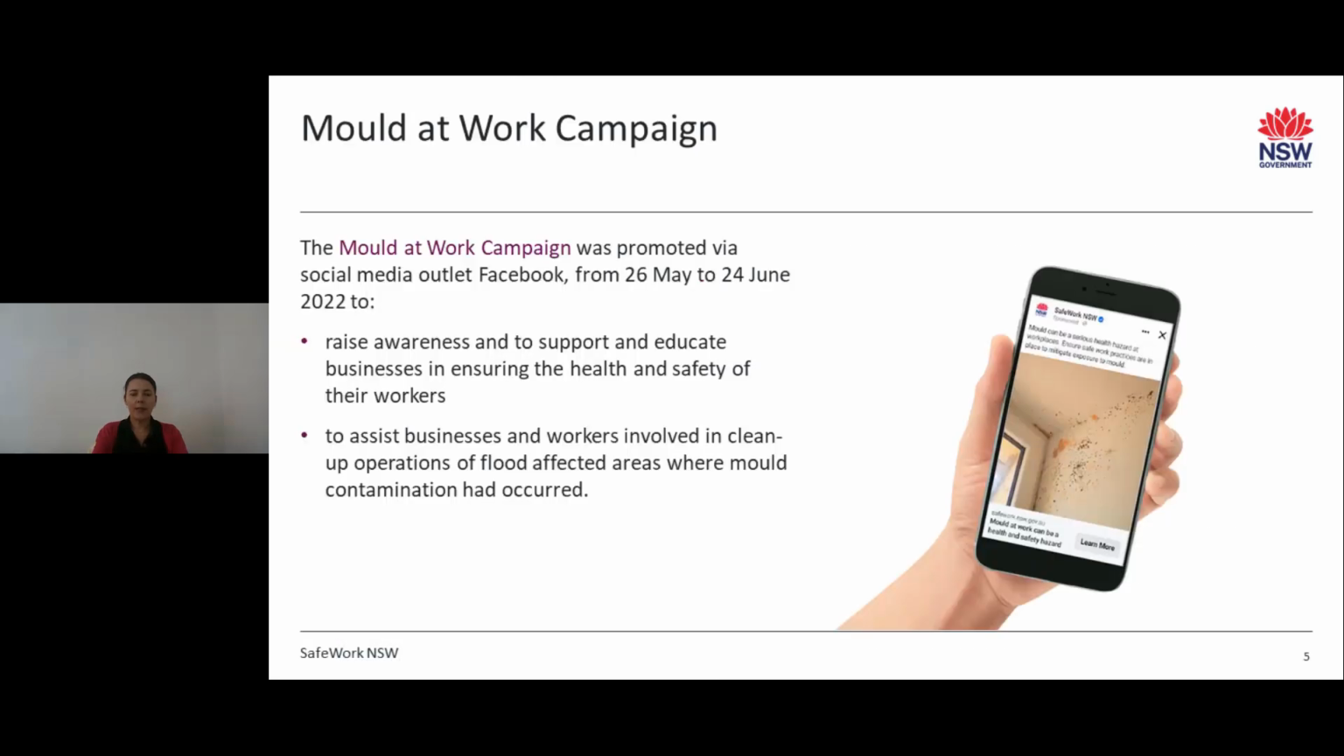The Mould at Work campaign was promoted from the 26th of May to the 24th of June 2022 via Facebook in response to the devastating floods that occurred from February to April that year. The campaign was designed to alert businesses, property owners and workers to the additional health and safety risk of exposure to mould while involved in cleanup operations, working in and around flood-affected areas, or returning to the workplace following receding floodwaters.